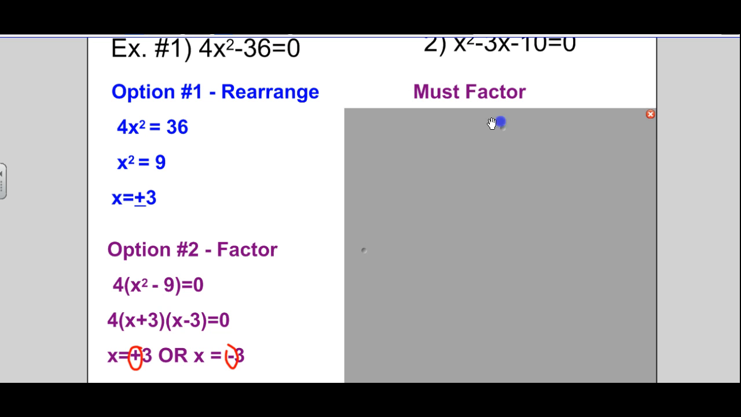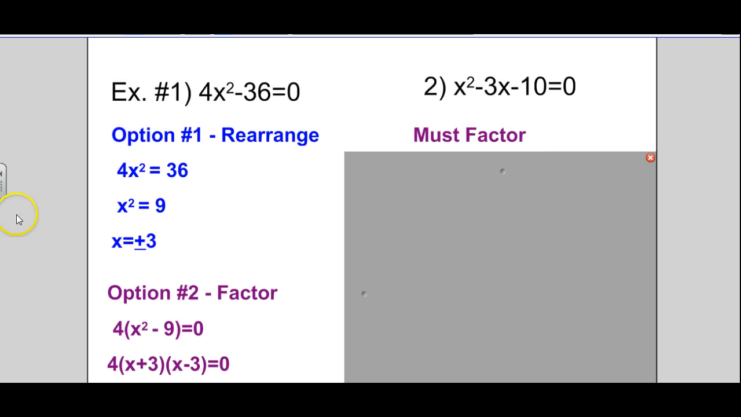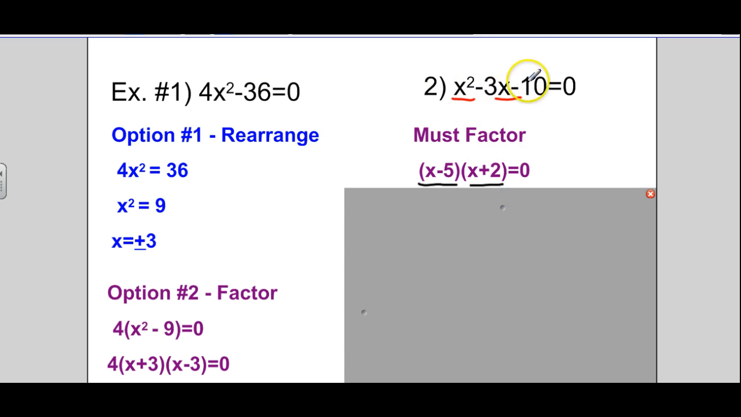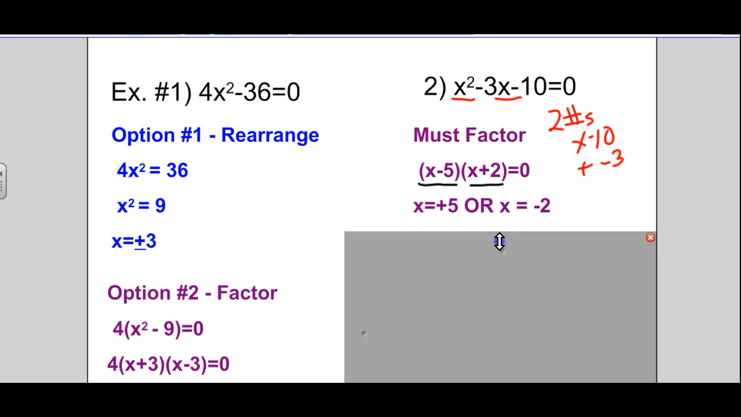Just me being lazy. In the second example here, I can't isolate the single variable because of course there are two occurrences of the variable, an x squared and an x, and so I must factor. I'm looking for two numbers that will multiply to negative 10 and add to negative 3, and of course negative 5 and positive 2 are those two numbers, which means that x is positive 5 or x is negative 2.